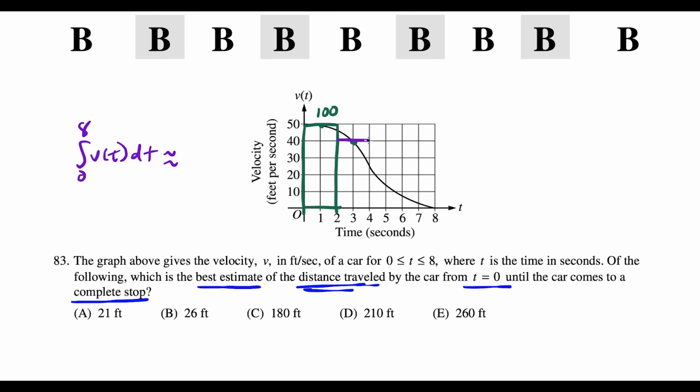Now for the next rectangle, between 2 and 4, the midpoint would occur at t equals 3, and that would bring us up to a height of 40. Our rectangles are all going to be 2 units wide. So 2 times 40 is going to be 80 feet. Then the next one looks like it's at about 15, and if we do 15 times the width of 2, 15 times 2 is 30.